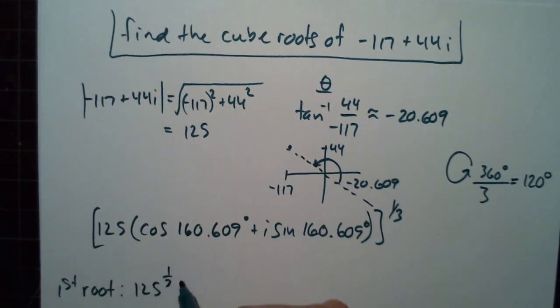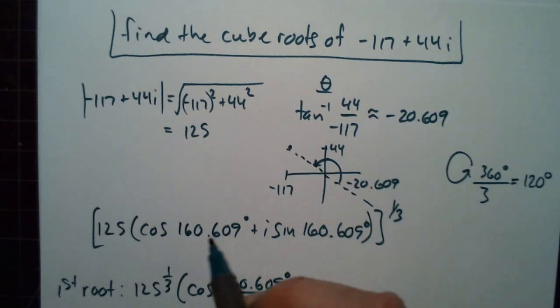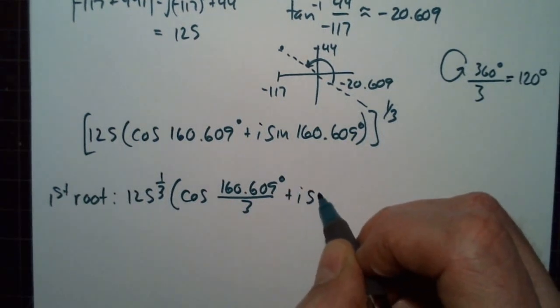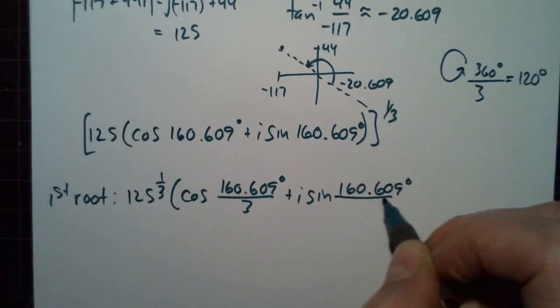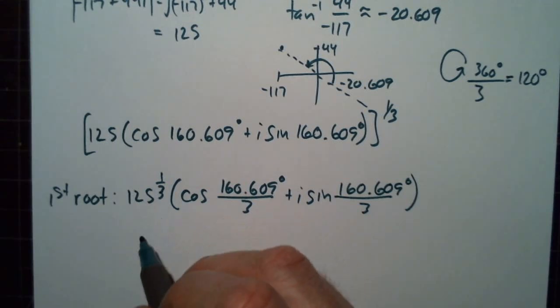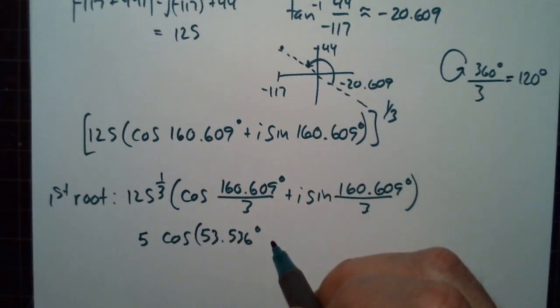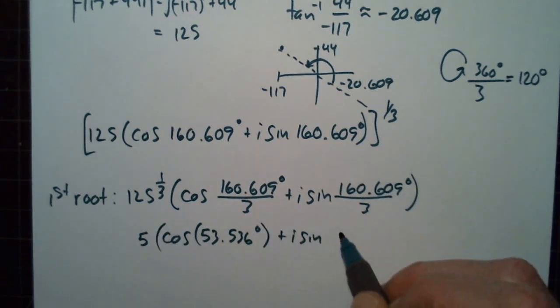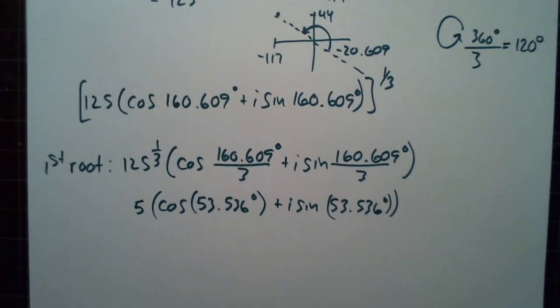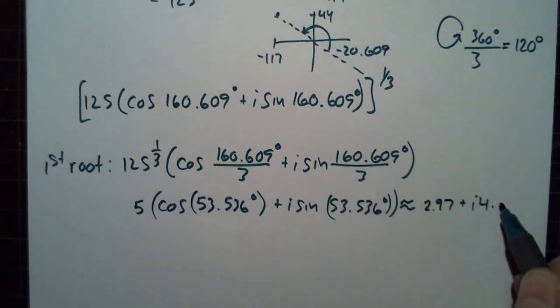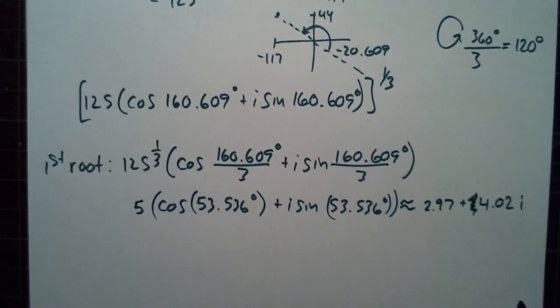We have 125 to the 1/3, and then cosine 160.609 divided by 3. We're multiplying the angle by 1/3. So that's why we have division by 3. And this is going to be 5. So there's the first root, and we're going to have 2.97 plus 4.02i.